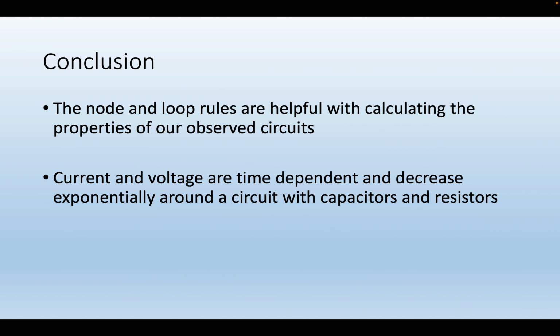In conclusion, the node and loop rules are helpful with calculating the properties of our observed circuits, and current and voltage are time dependent and decrease exponentially around a circuit with capacitors and resistors.